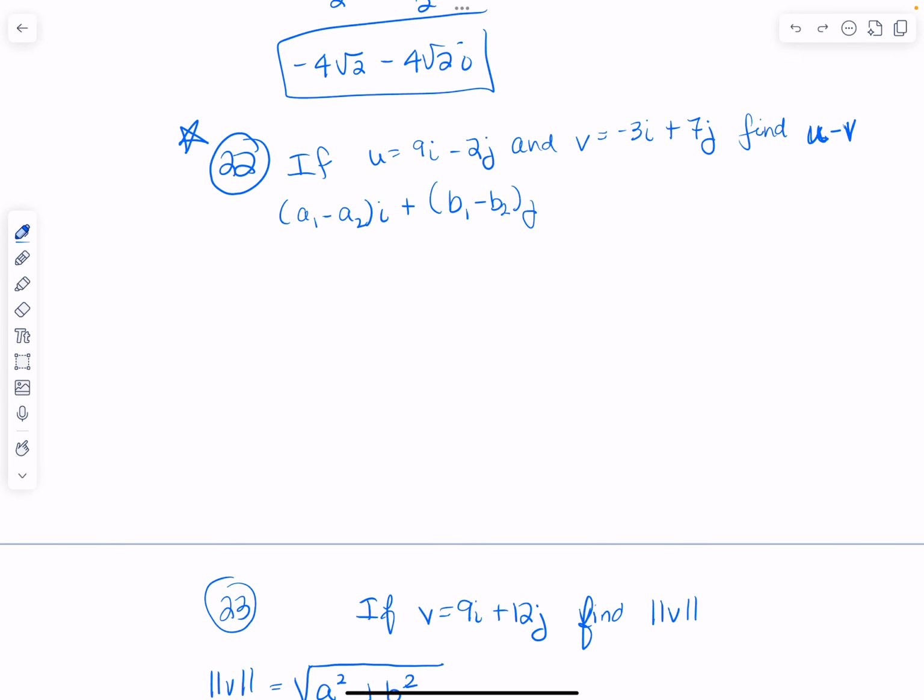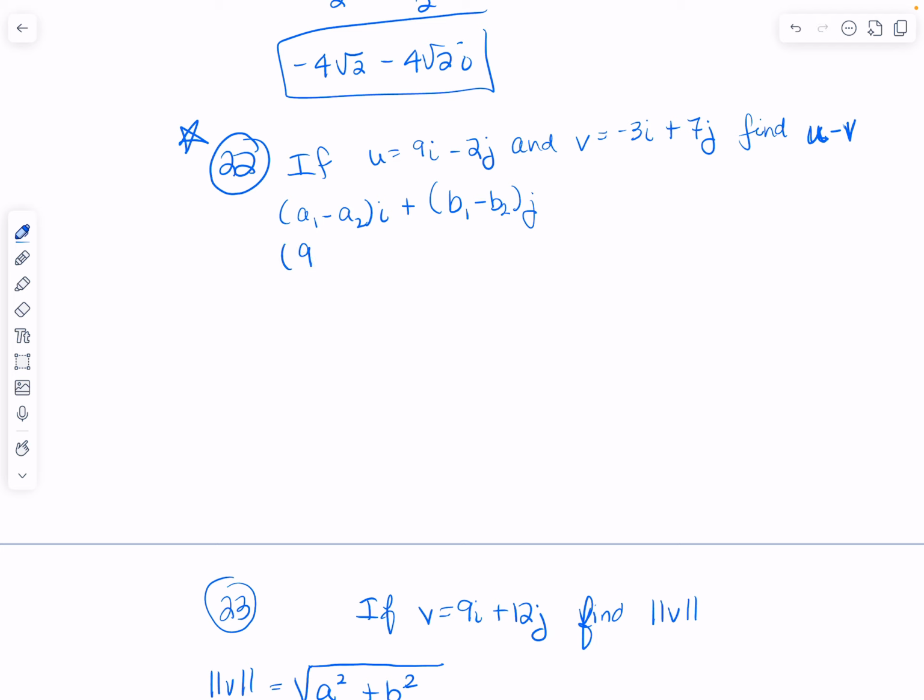Starting with number 22 from the paper test review for Unit 3. Number 22 states, if u equals 9i minus 2j and v equals negative 3i plus 7j, find the u vector minus vector v. Okay, so when we subtract vectors, we take the a components and subtract them, and then we add that to the b components, and then we subtract those as well. So what does this look like?